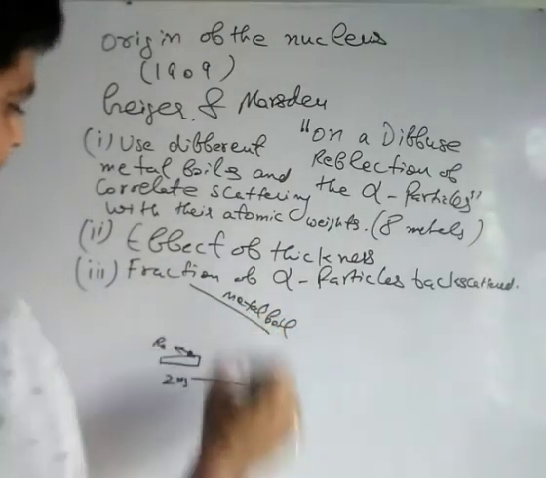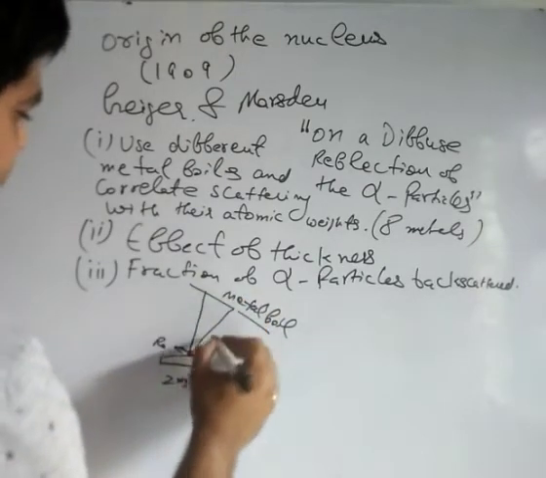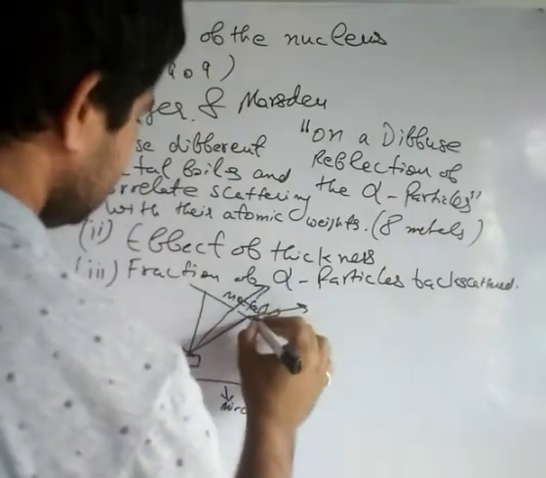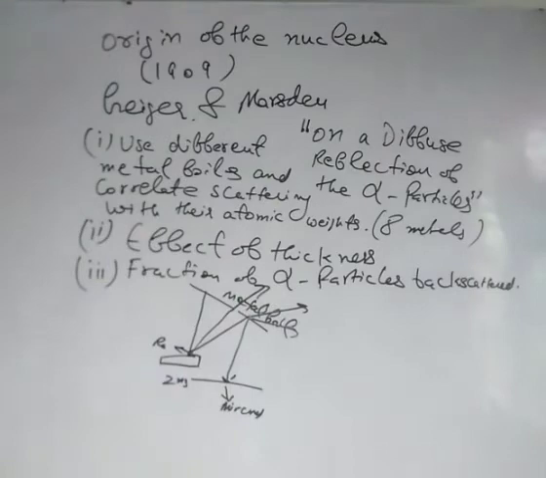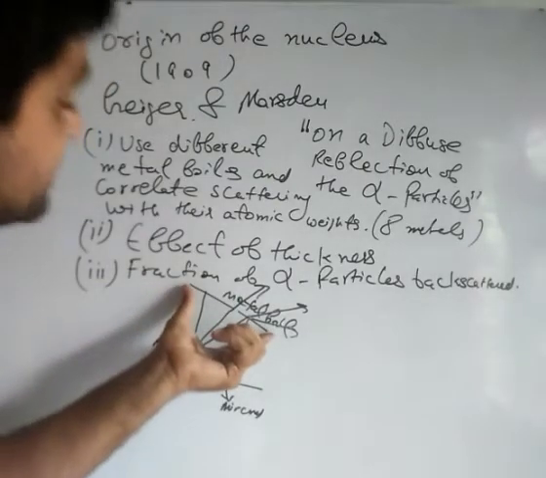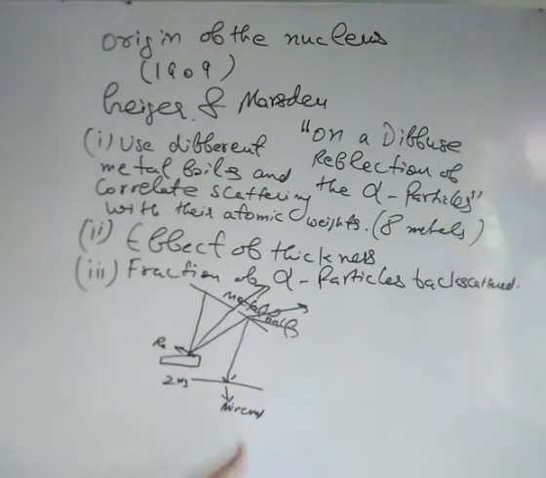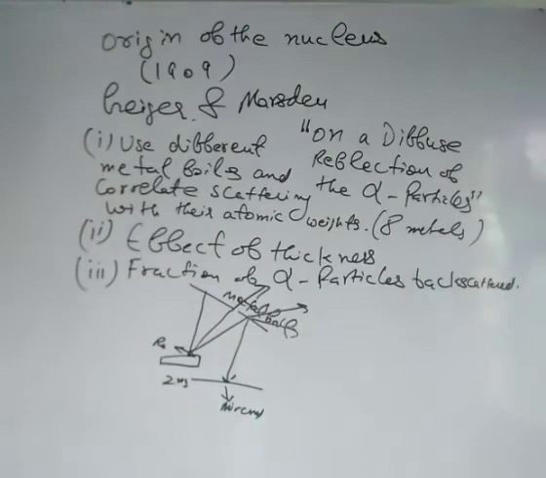Then how many are backscattered? Suppose these are the alpha particles that are incident on this metal foil. Some will scatter in this direction, some will go straight, some will scatter this way, some will backscatter. Because you know how many alpha particles were incident on this metal foil, the scintillation will tell you how many are backscattered. So from this you will calculate what fraction of alpha particles are actually backscattered.